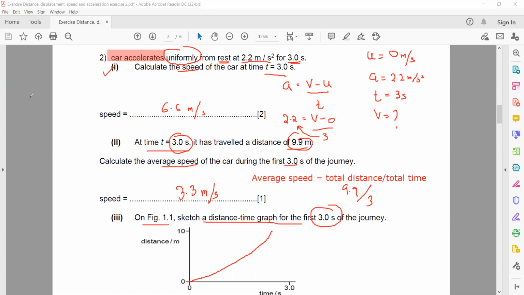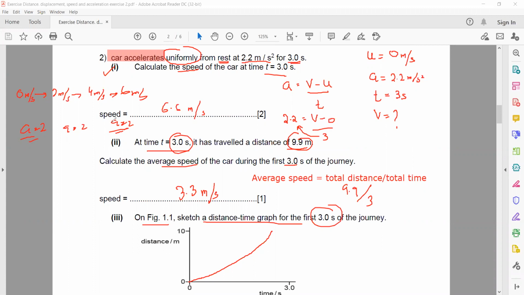For example, if I say the car was at 0 meter per second initially, then it is 2 meter per second, then it is 4 meter per second, then it is 6 meter per second. So speed is increasing, but acceleration is constant. Here acceleration is 2, acceleration is 2, and acceleration is 2. Uniform acceleration means acceleration is constant.